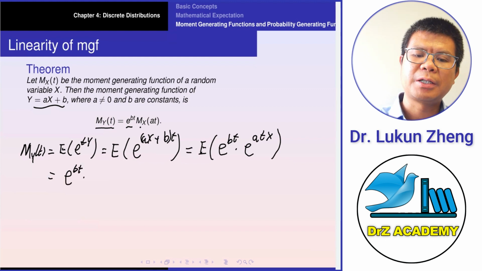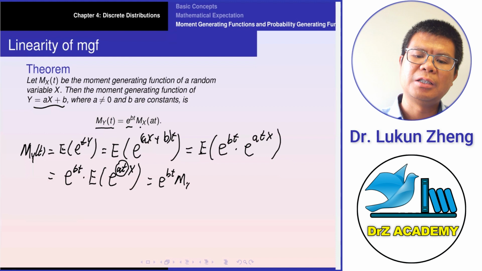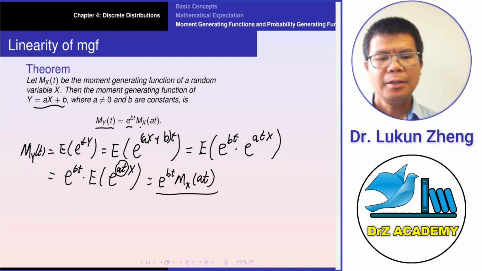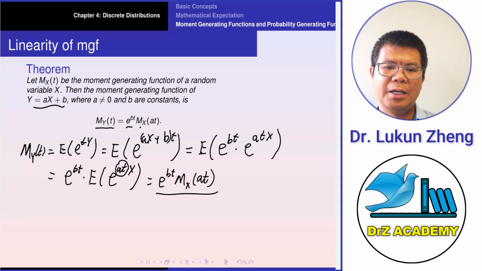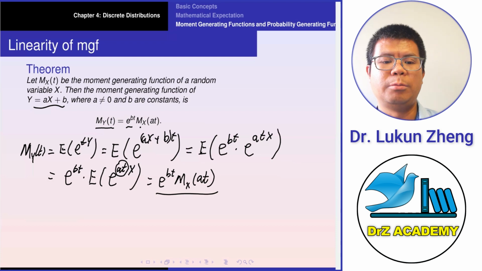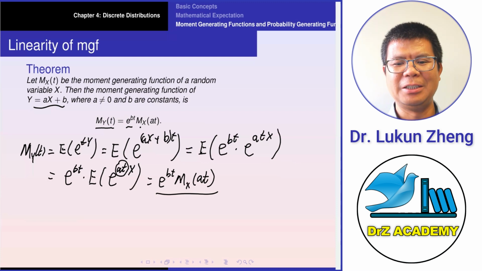Alright, and times the expectation of e to the power atx. So now if you treat this one as a new variable, something times x, the expectation of that is just what? E to the power pt and mx of at. So that's what we get. That's basically the linearity of the moment generating function. So what is the moment generating function of a linear transformation of x? If we know the moment generating function, then we have this one.